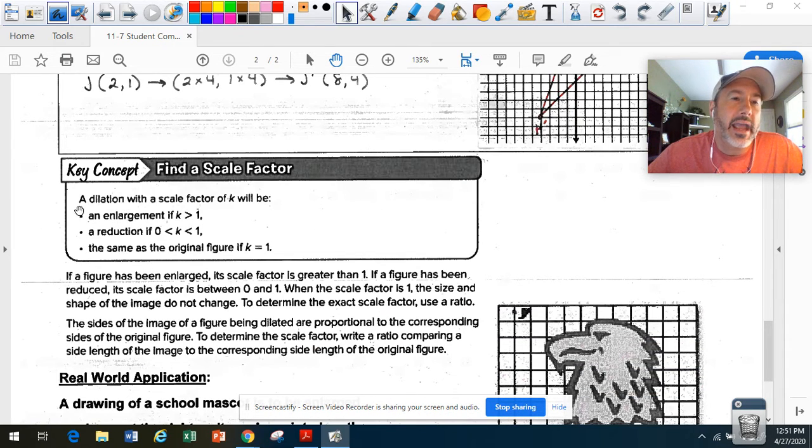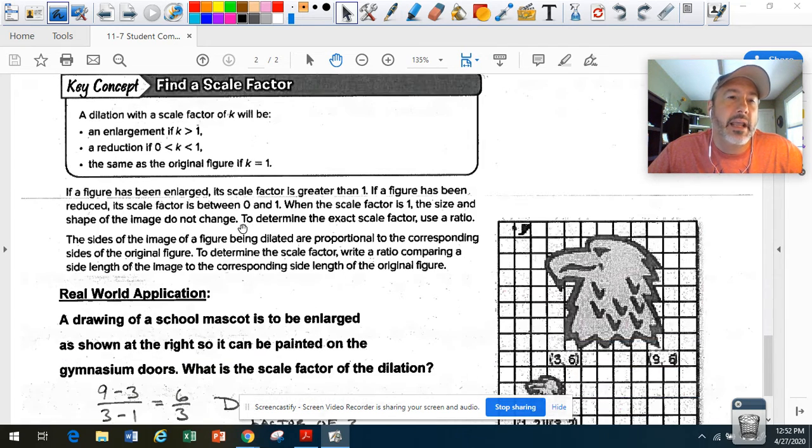As you know, for an enlargement, K is our scale factor. K has to be greater than 1 when it is an enlargement. When it's a reduction, that means it has to be less than 1, but it has to be greater than 0. We cannot have any negatives here. So it has to be less than 1, but greater than 0. And as we had said before, if we have a scale factor of 1, it is just the regular shape.